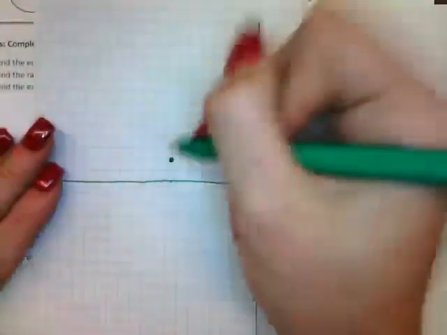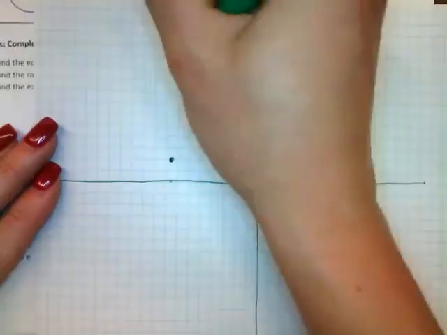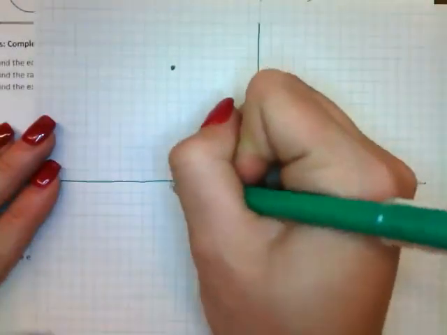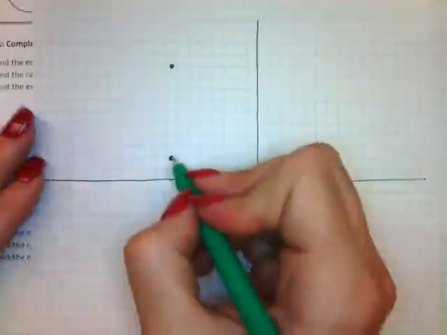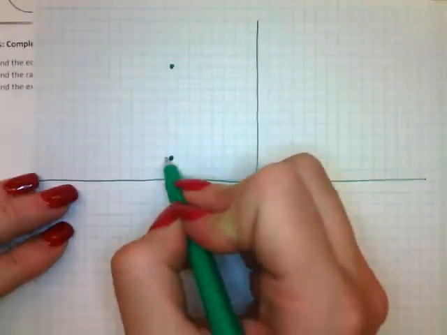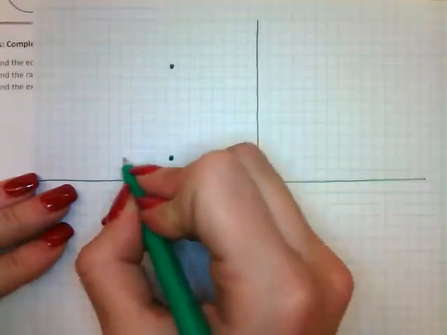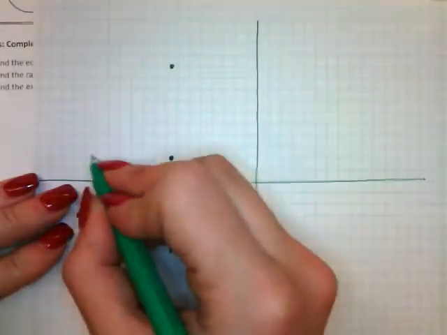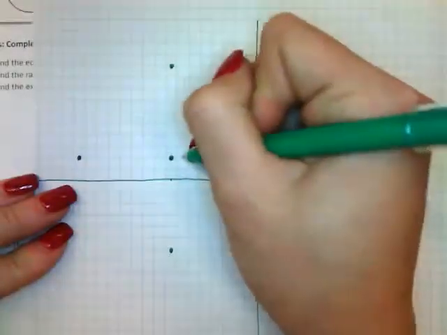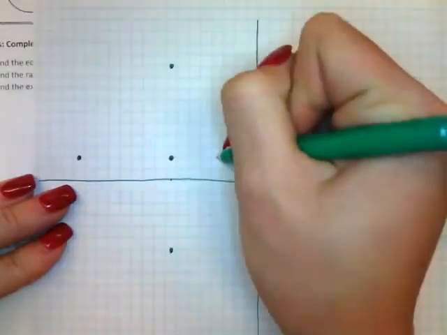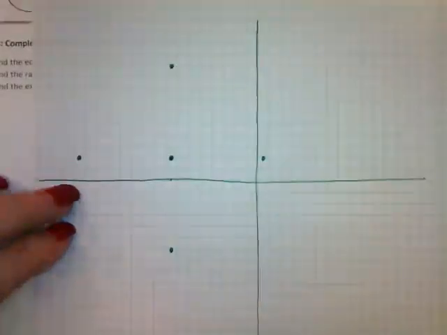All right, I'm going to count 8 units up: 1, 2, 3, 4, 5, 6, 7, 8. Put a dot. 8 units down. Put a dot. 8 units to the left. Now be careful because this is a half unit. Okay, so I can go 1, 2, 3, 4, 5, 6, 7, 8. And 1, 2, 3, 4, 5, 6, 7, 8.